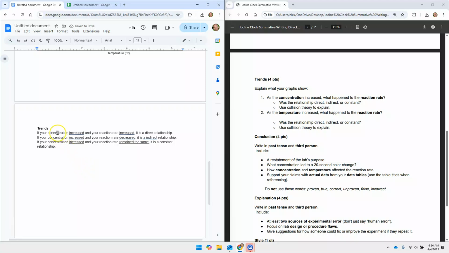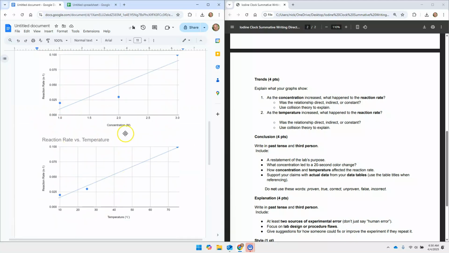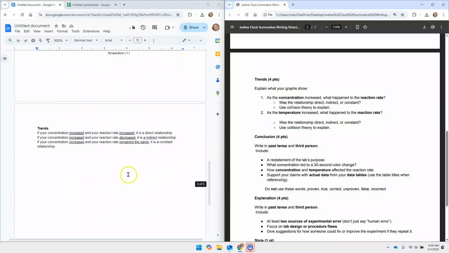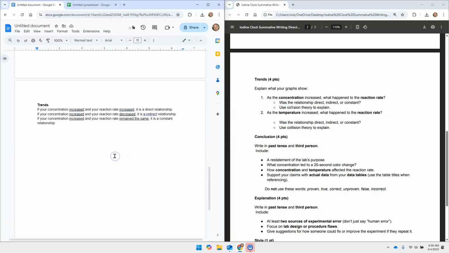So you'll do the same thing for temperature. You want to look at the graphs and explain what the relationship is. And then you want to bring in collision theory to explain. So think about what's going on. The molecules are moving around. Anytime those molecules bump into each other, you have the possibility for a reaction to occur. So think about concentration. You're adding more particles. How would that affect the number of collisions? The same thing with temperature.